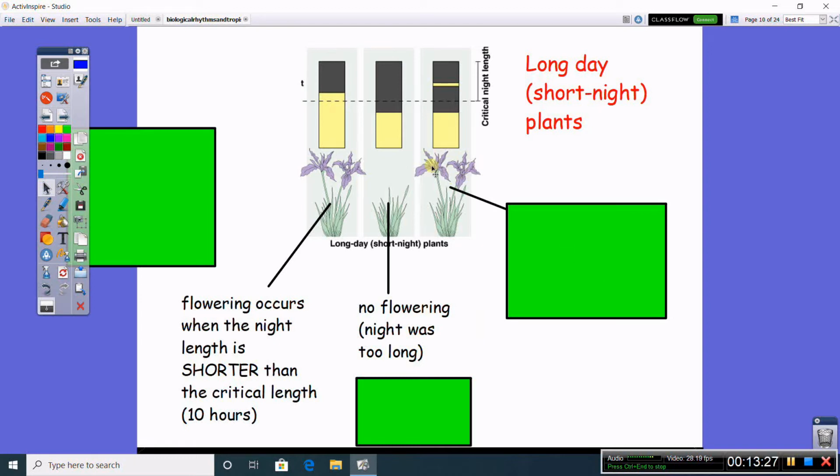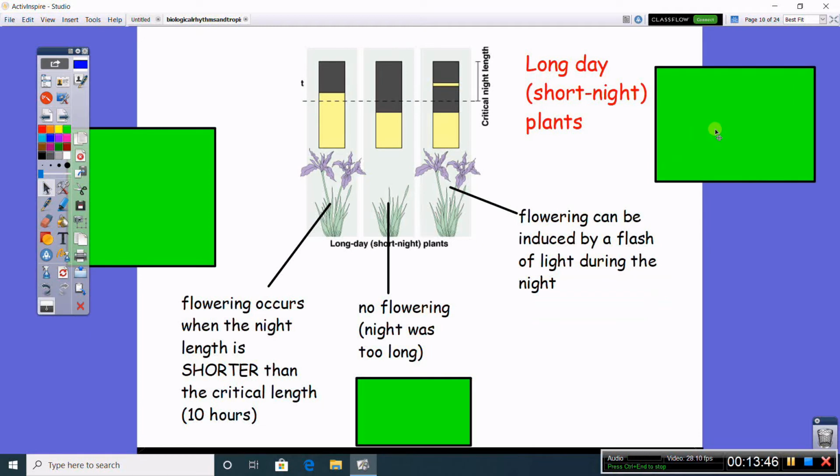All right, here, once again, we do see flowering. Notice we broke up that long night with a flash of light. And because each of these segments had a length of darkness that was less than the critical length, that meant that these could flower. So notice here it says that flowering can be induced by a flash of light during the night.